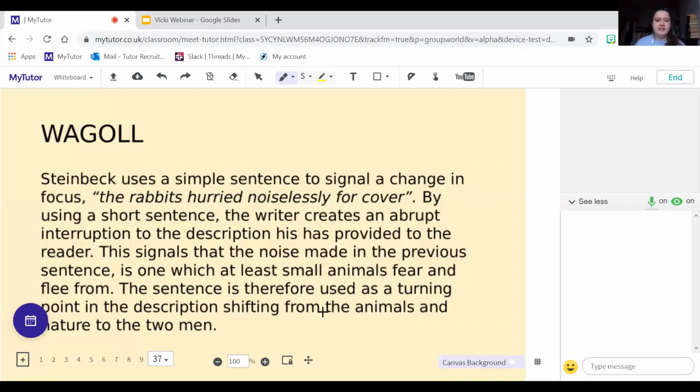The writer creates an abrupt interruption to the description he has provided. I've got a typo there, so that should be he, to the reader. This signals that the noise made in the previous sentence is one which at least small animals fear and flee from. The sentence is therefore used as a turning point in the description, shifting from the animals and nature to the 2 men.